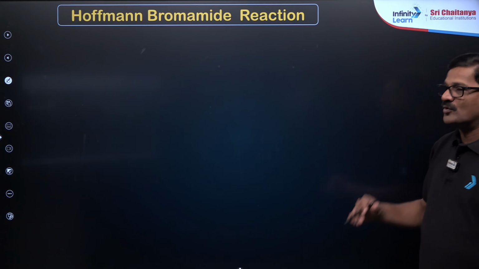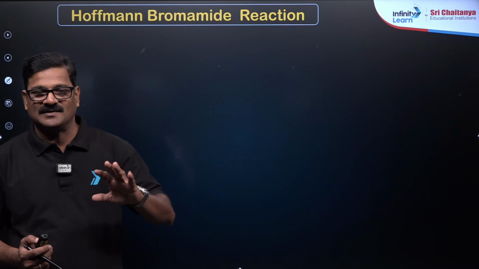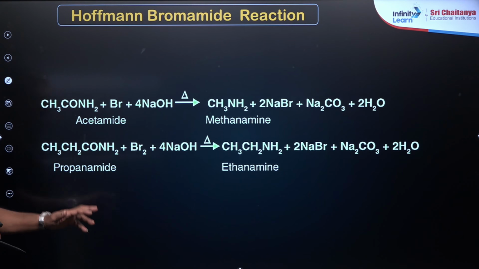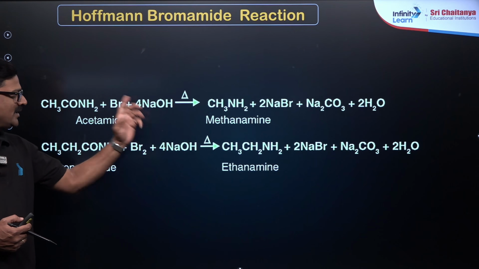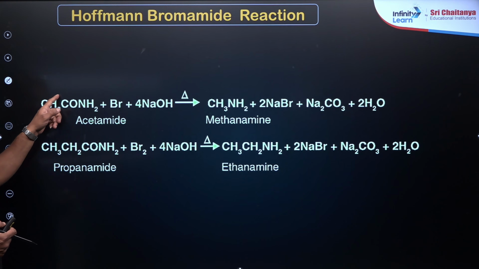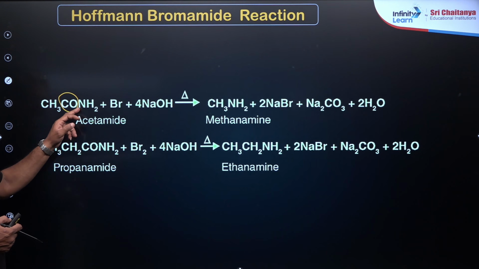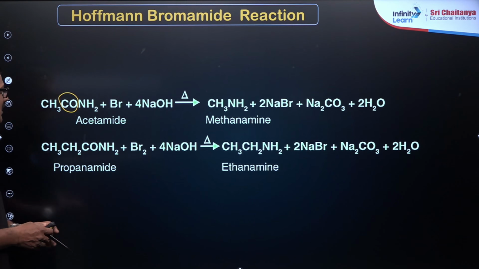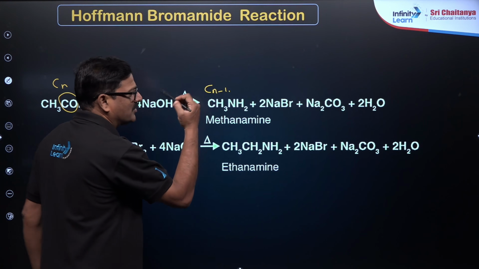Talking about Hoffmann bromamide reaction. The Hoffmann bromamide reaction always decreases the number of carbons. So you see CH3CONH2, an amide. When it is treated with bromine and sodium hydroxide, you just remove this, cut it, and convert this NH2 directly onto the CH3, so methanamine. Suppose the reactant has n carbon atoms, then the product will have n-1 carbon atoms.